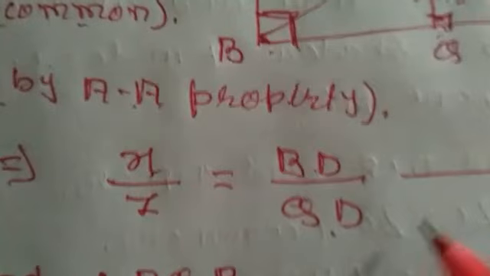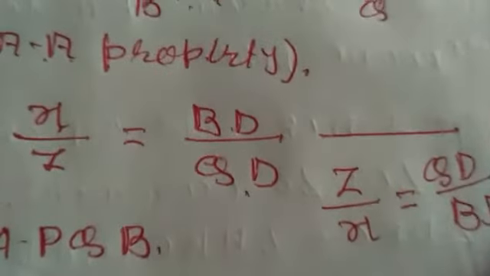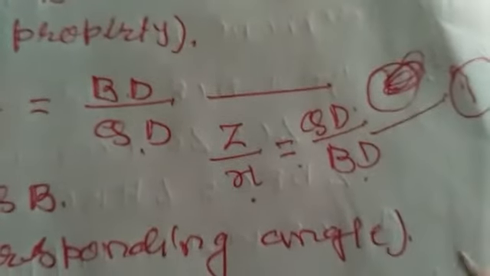Or you can write it as Z by X equals QD by BD. Its reciprocal will also be proportional. Suppose this is your equation 1. Z by X equals QD by BD. This is equation 1.